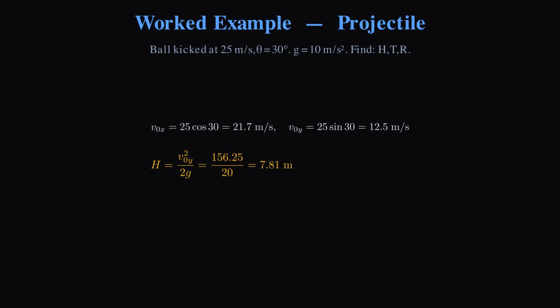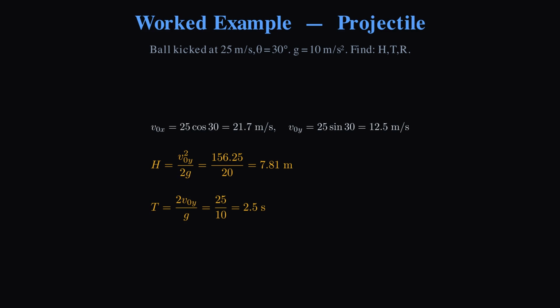A richer version of the range problem: a projectile launched from the top of a cliff of height h to the ground below. The time of flight is no longer 2 v0 sine theta over g because the projectile lands at a different height than it launched. The vertical displacement is negative h. It ends below the launch height. Set y equals negative h in the vertical equation.